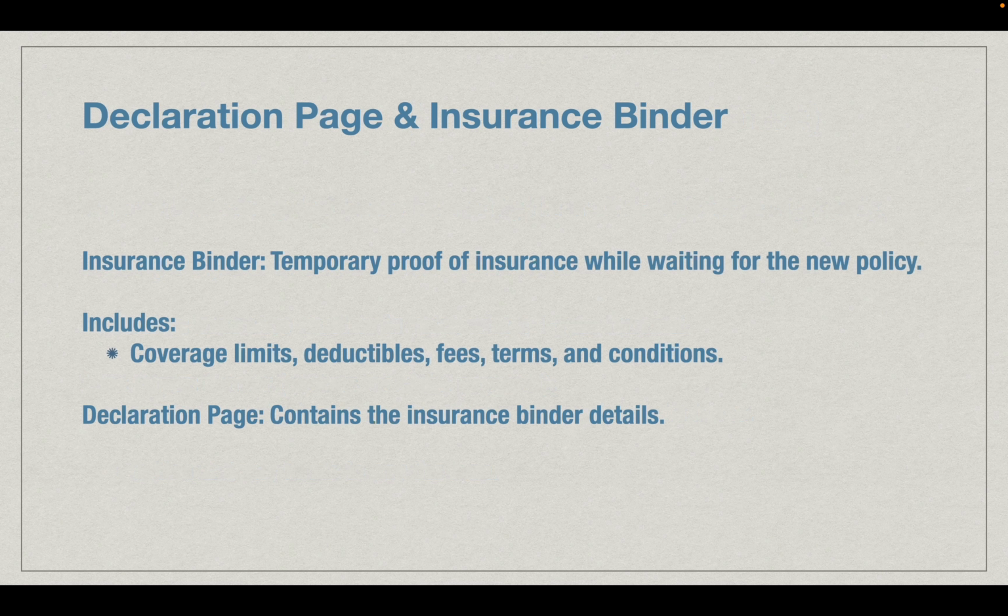When you're getting insurance, you might hear about an insurance binder. This is a temporary document that proves you have insurance while you're waiting for the official policy to be issued. It includes all the important details like coverage limits, deductibles, fees, and terms. The declaration page is part of the insurance binder and contains all these details in one place.